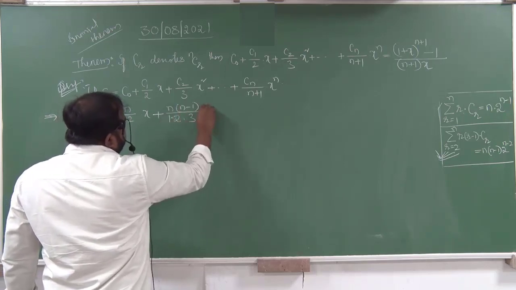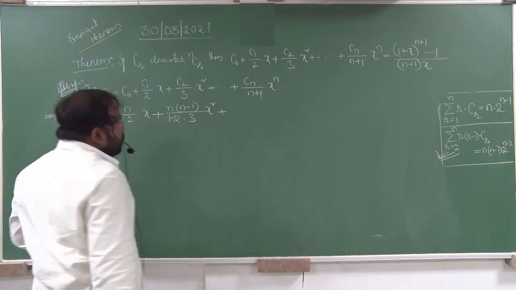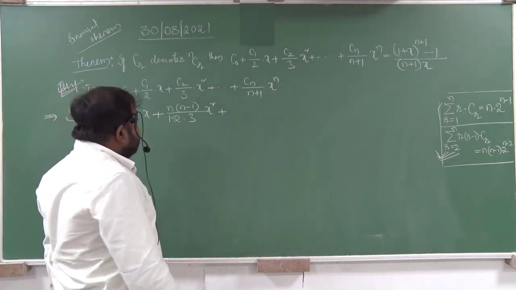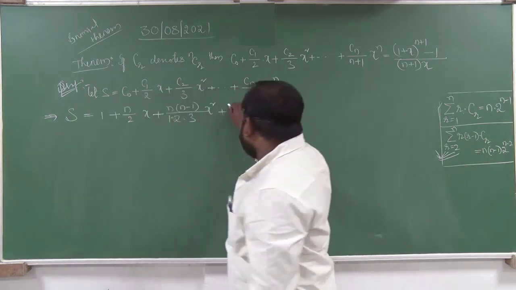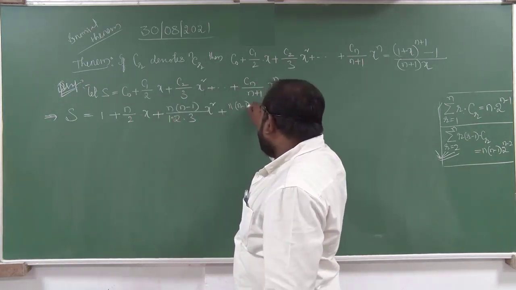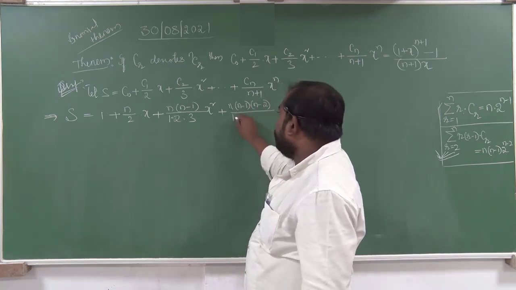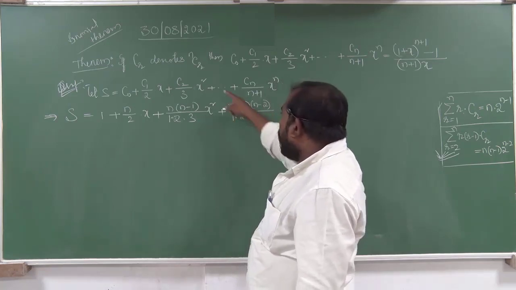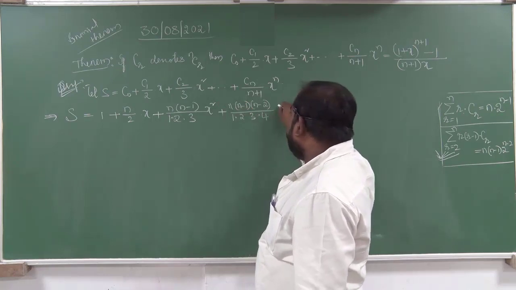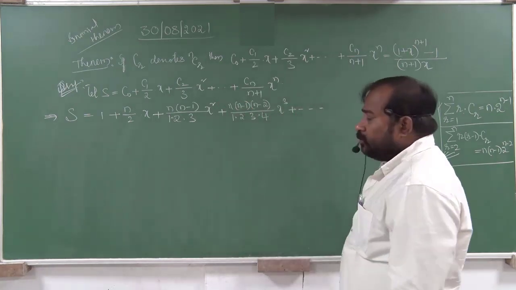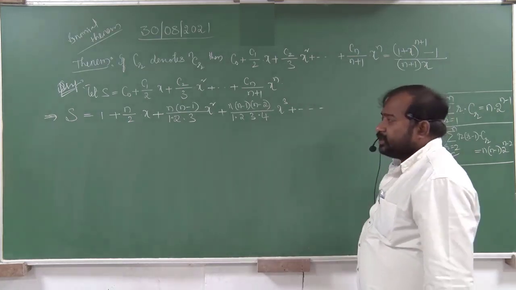Already x^3 is there, x square as it is. Guess what the next term will be? C3. C3 means nC3, which means n into (n minus 1) into (n minus 2) by 3 factorial, that is 1 into 2 into 3. Already in the term, denominator 4 will be there. x cube plus 1. You can mention this is the value.